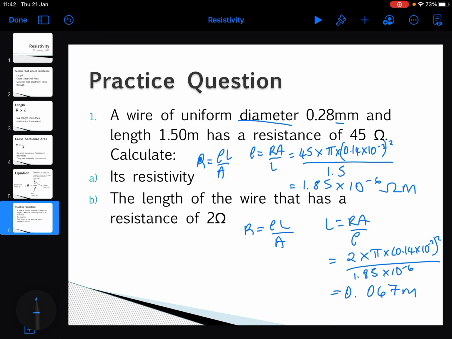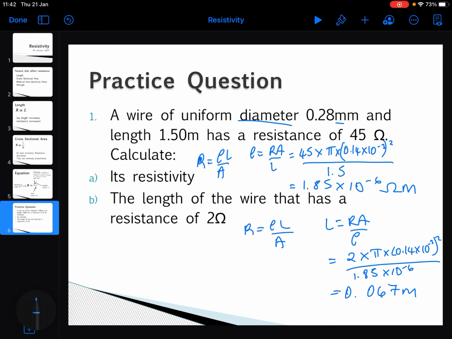Okay, next bit, I had to say the length of the wire that has a resistance of 2 ohms. Now the first thing to remember is I've just worked out the resistivity of that wire, so I can use it. R is rho L over A, rearrange it for length. L is RA over rho.